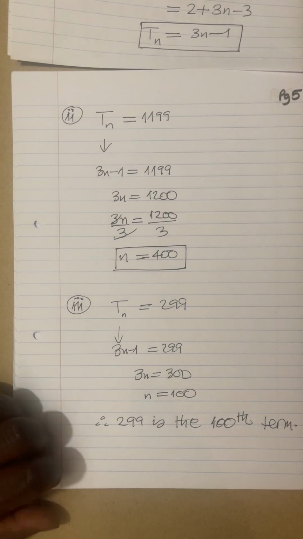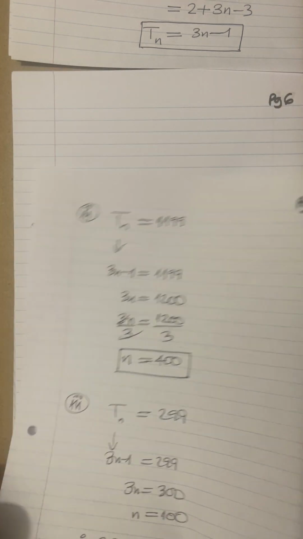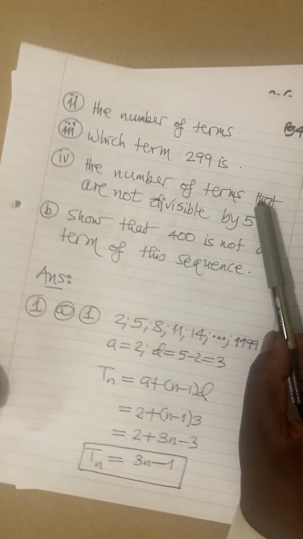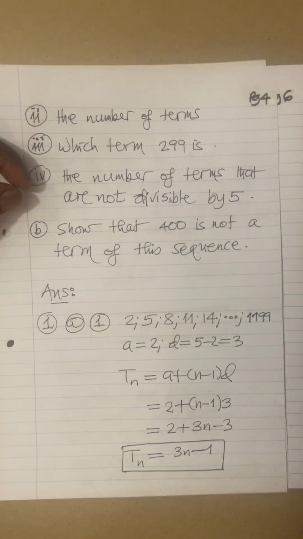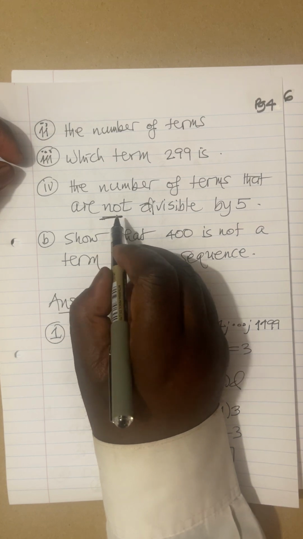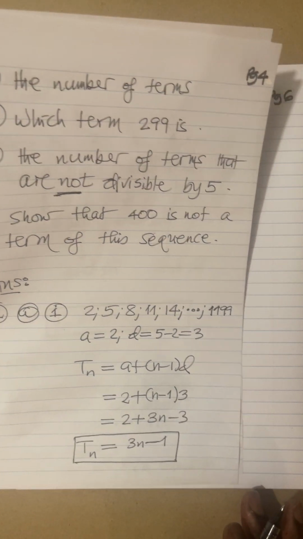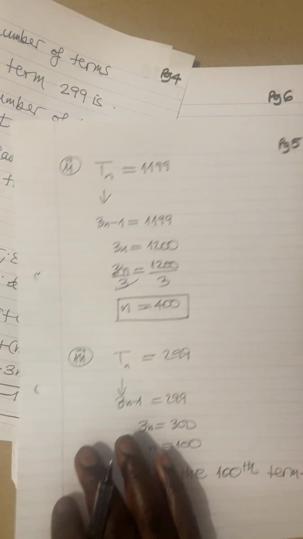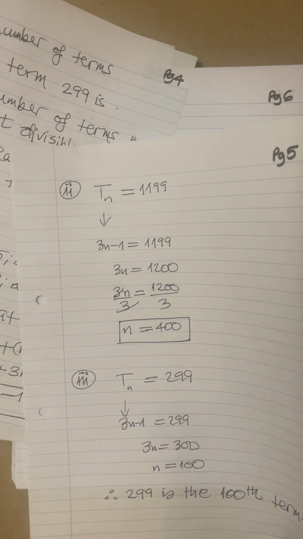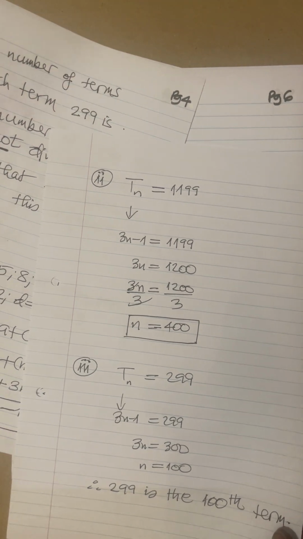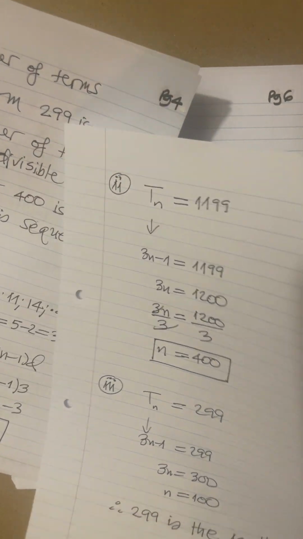Take note of that. Right, let's look at number 4. What is number 4 saying? It says the number of terms that are not divisible by 5. The complementary rule again coming up. I spoke about this in the baseline assessment. Whenever you see not, you know you are going to take the indirect route. Find the total number of terms, which we have already obtained here. It's 400. The total number of terms is 400. Now we must work out the number of terms that are divisible by 5. And then we're going to subtract from this to determine the number of terms that are not divisible by 5.